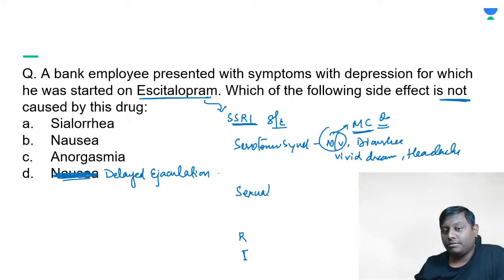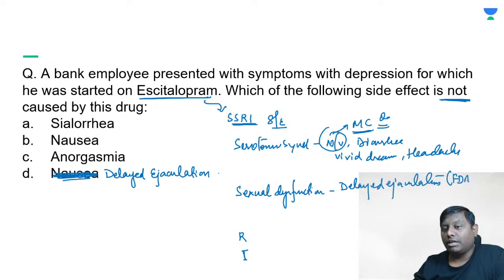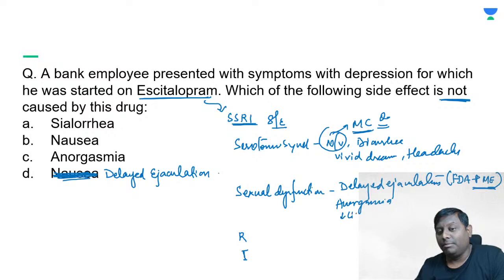Sexual dysfunction. Do remember, sexual dysfunction here is actually delayed ejaculation. Because it causes delayed ejaculation, it is an FDA-approved drug for premature ejaculation, PME. In fact, dapoxetine is a drug specifically approved for the same purpose. Then anorgasmia, and some studies also tell that it decreases the libido as well. So this is also a dangerous thing. Restlessness and insomnia.